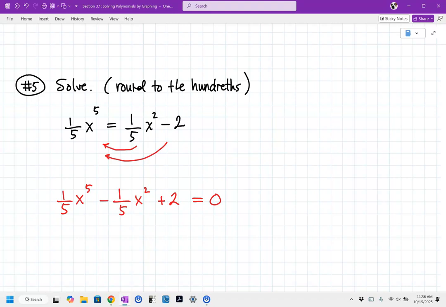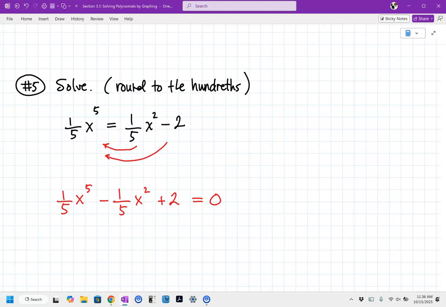But yeah, the numbers shouldn't change. The power should stay the same. So it was just kind of a little hiccup there. But the signs will change, though, when you go from the right to the left or left to the right. The signage will change. Once you get that, now go to desmos.com.